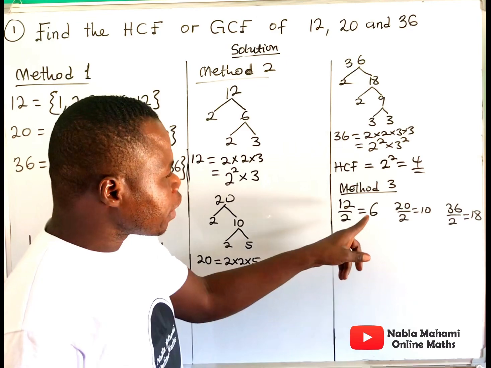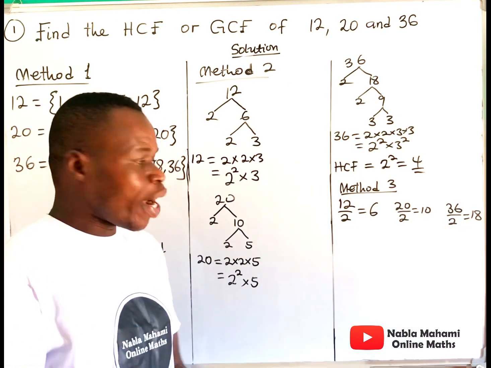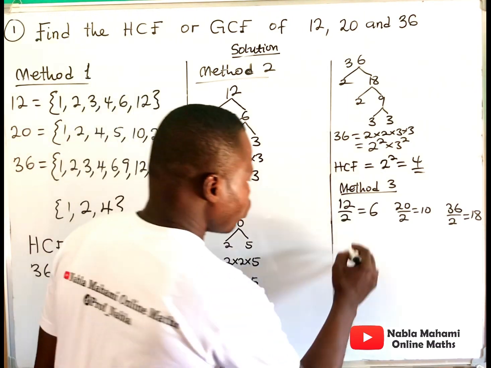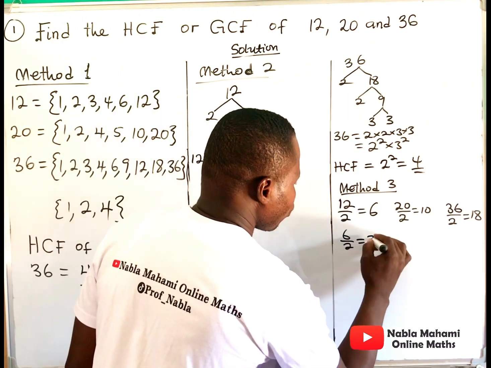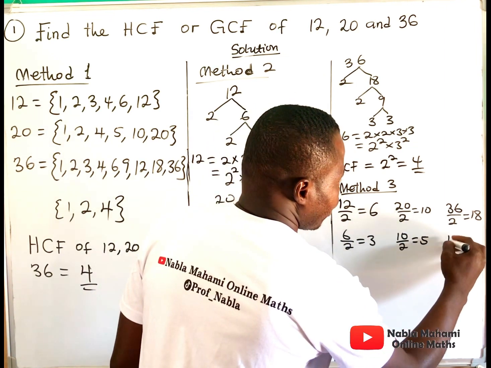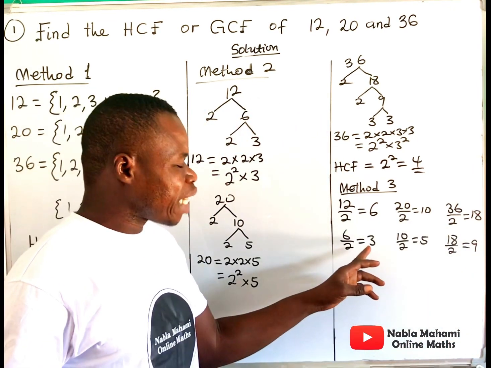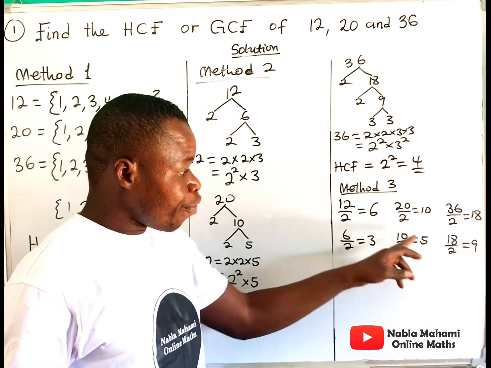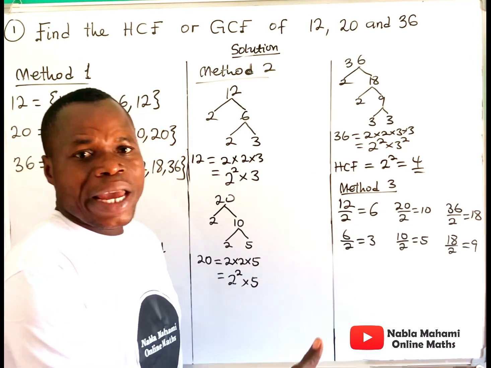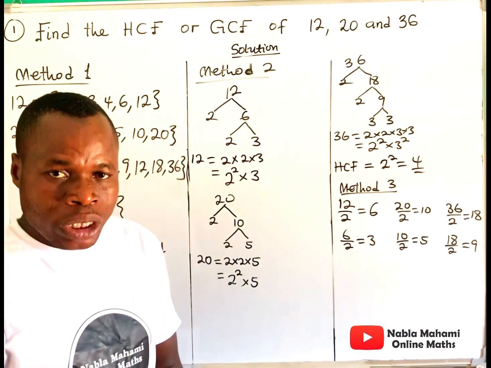I will now pick 6, 10, and 18 and see which number I can use to divide through them without a remainder. You can see that 2 can divide again. So I will take 6 over 2, which is equal to 3, 10 over 2, which is equal to 5, and 18 over 2 is equal to 9. So at this point, you see that there's no number that can divide 3, 5, and 9 without a remainder. There's no common number that way.